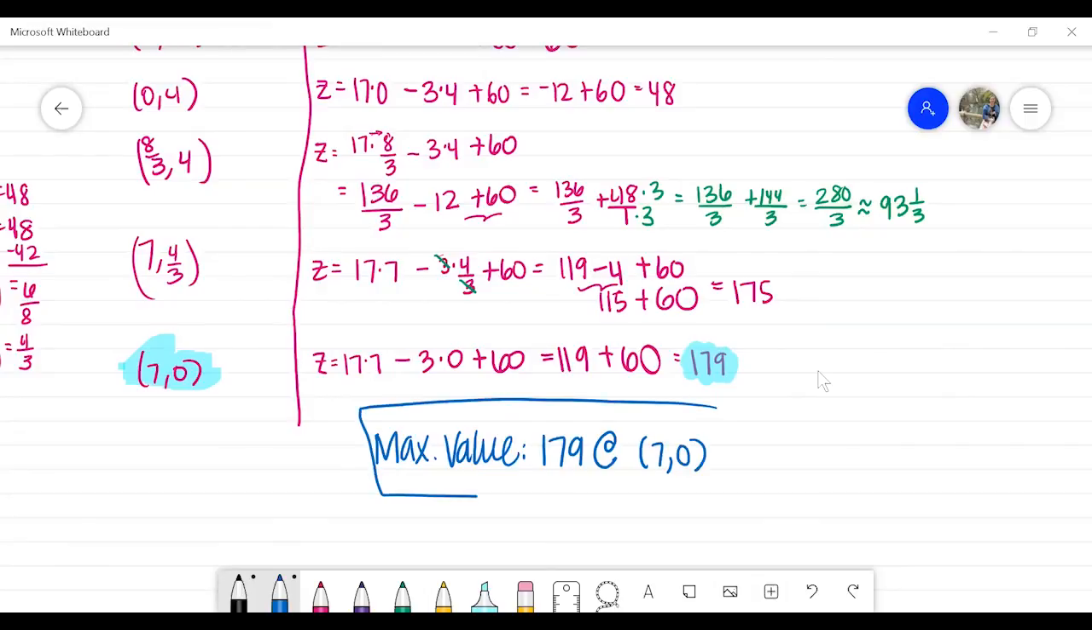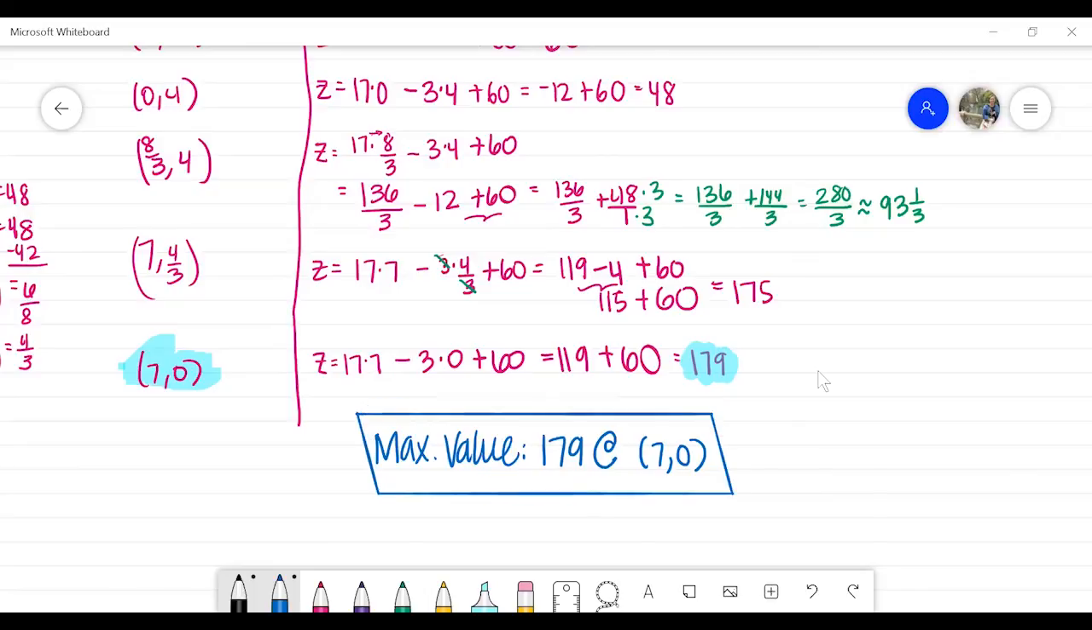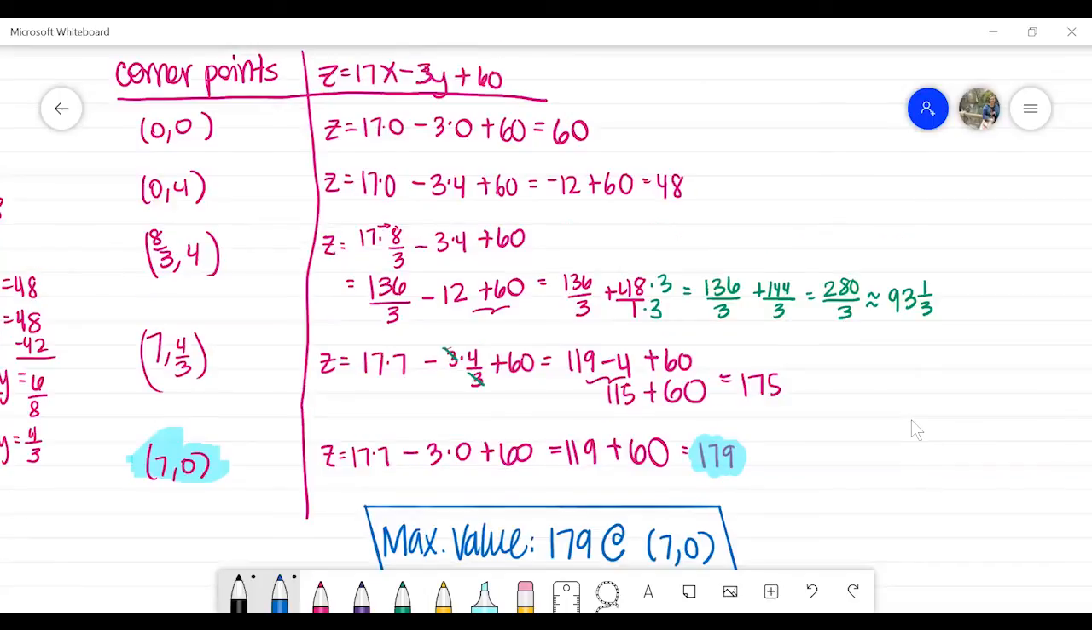Now, we could have just as easily asked for a minimum value. In fact, if you look at this, who is the smallest? This one up here would be our minimum value. It wasn't asked for, but you could find it if you needed to. It's not bad practice. All right? See you in the next set. We're going to look at minimums next.